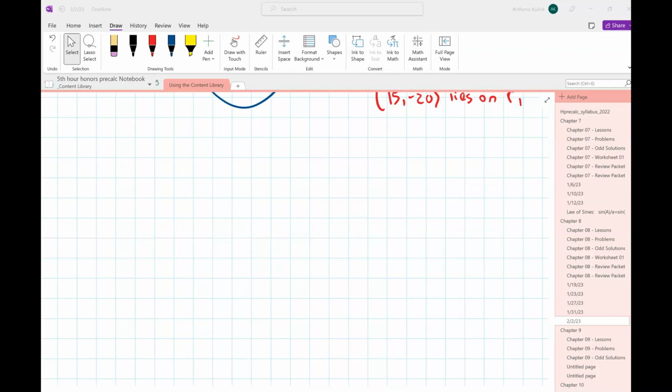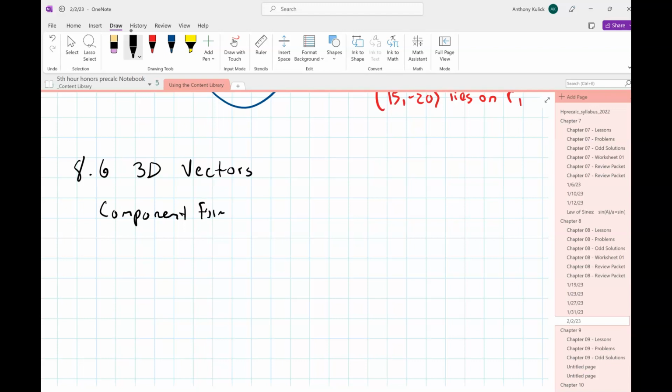Today, we're going to be talking about 3D vectors. So, what do you think component form for a 3D vector looks like? X, Y, Z, yep. Oh my goodness, Mr. Kulak, are you kidding me? 3 dimensions, there's 3 components?